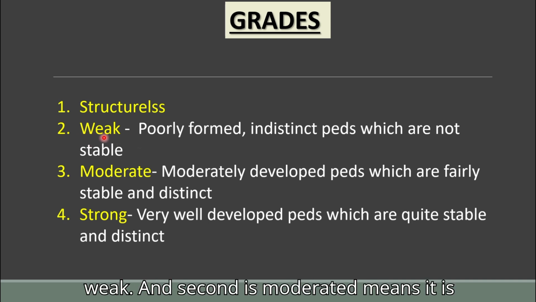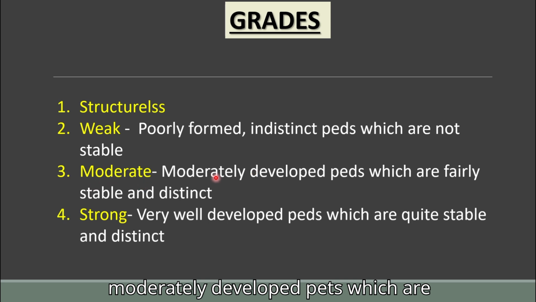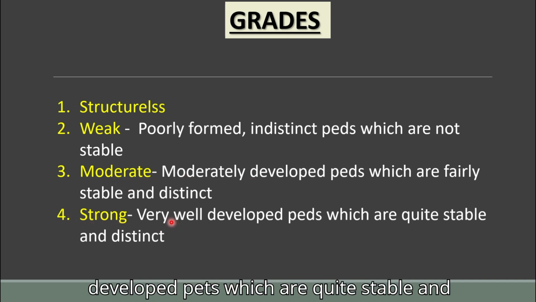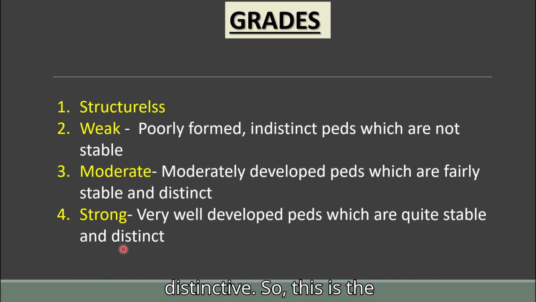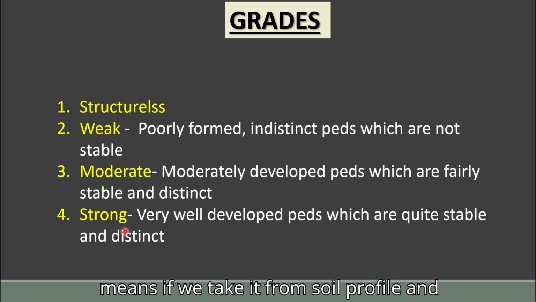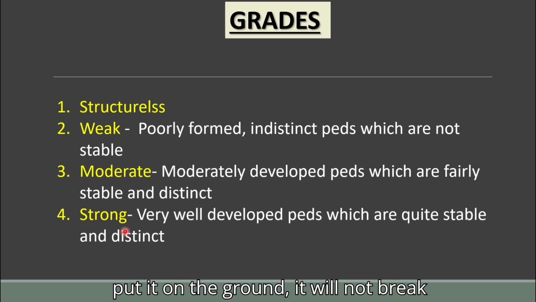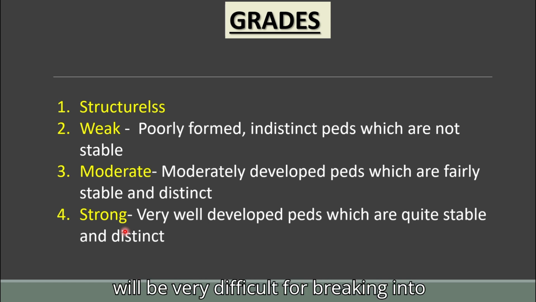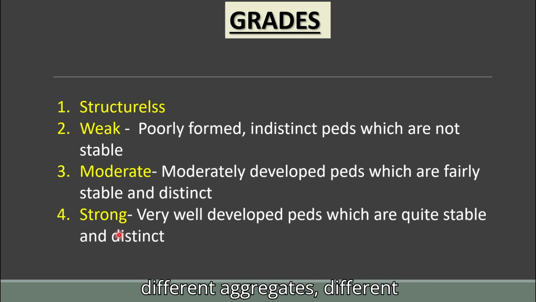And second is moderate, meaning moderately developed peds which are fairly stable and distinct. So it has a moderate strength. Next is strong. It is very well developed peds which are quite stable and distinct. This is the strongest grade. That means if we take it from the soil profile and put it on the ground, it will break, but it will be very difficult to break into different aggregates, different particles. Okay.